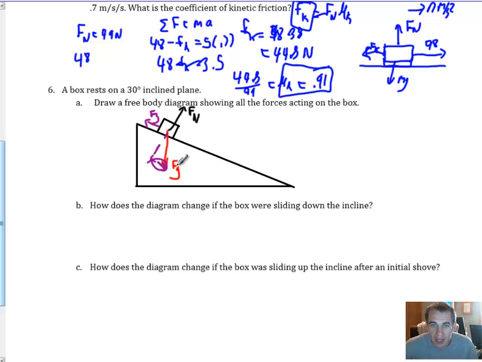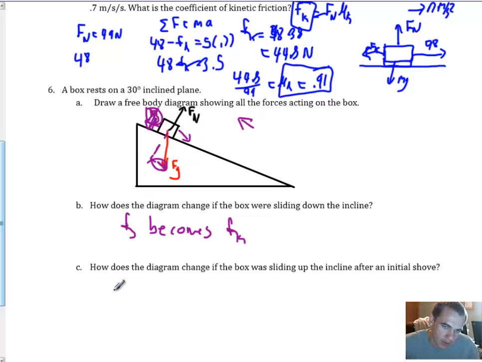How does this diagram change if the box is sliding down the incline? It doesn't change a whole lot, but if this box is in motion instead of at rest, then instead of this being static friction, it will be kinetic friction. So Fs becomes Fk. And then C, how does the diagram change if the box is sliding up the incline after an initial shove? Now that means the velocity is this way. Remember, friction opposes motion. So instead of friction acting up the incline, friction is going to actually act down the incline. So the kinetic frictional force will act in the other direction. It switches sides.